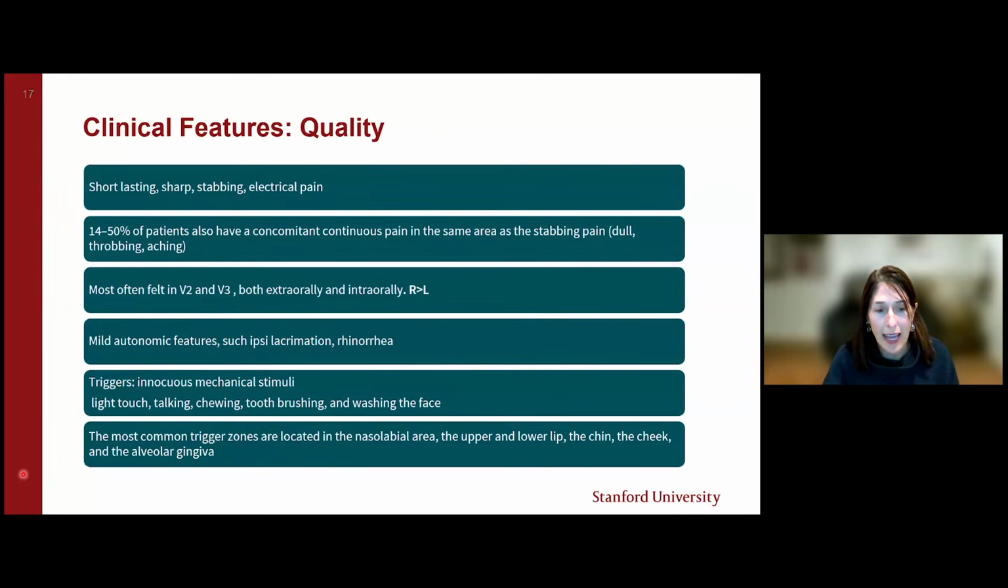And just like that lady had a trigger, there are other triggers that are kind of key for us. So patients who get pain when chewing or toothbrushing or washing their face or light touches or talking, those innocuous triggers are very common for trigeminal neuralgia patients. And oftentimes patients will say that just touching certain places, especially this area, like the nasolabial fold, the upper and lower lip, right around the lip, the chin, or sometimes the gingiva, like the gums. Those can be particular triggers for people.